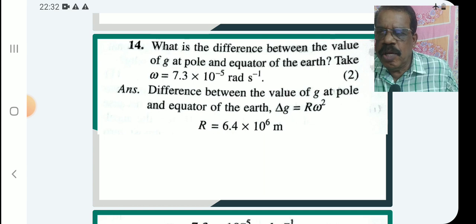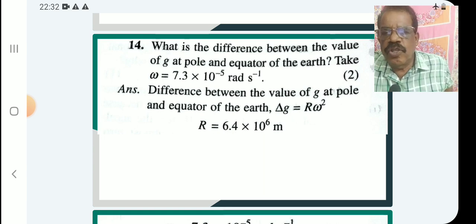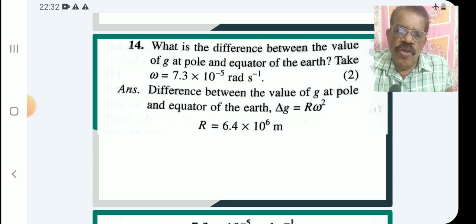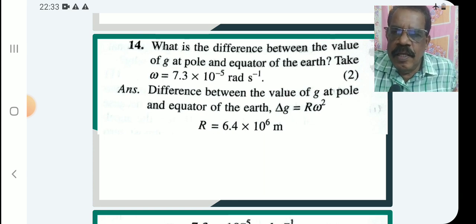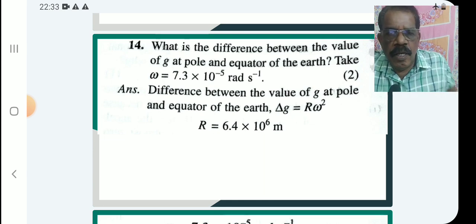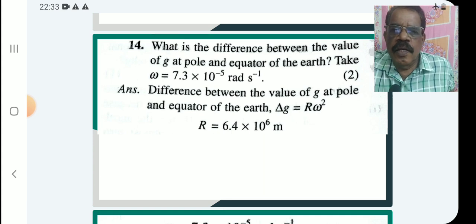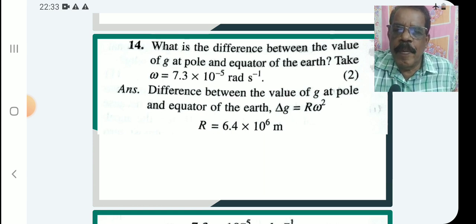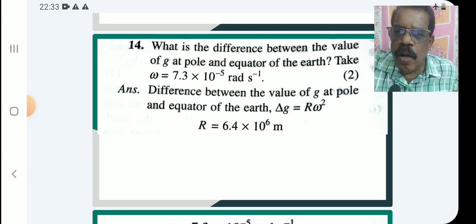When we study the value of g, acceleration due to gravity, we say g has maximum value at the poles and minimum value at the equator. g has maximum value at the poles of the Earth, which is about 9.81 meters per second square, and at the equator, it has a comparatively smaller value, and it is about 9.78. So the maximum value of g is at the pole.